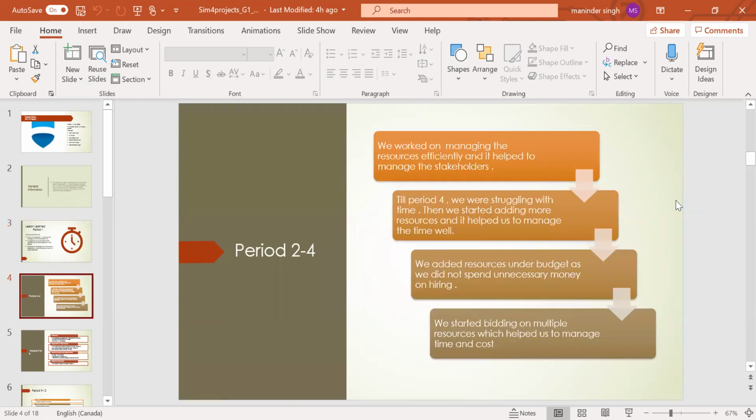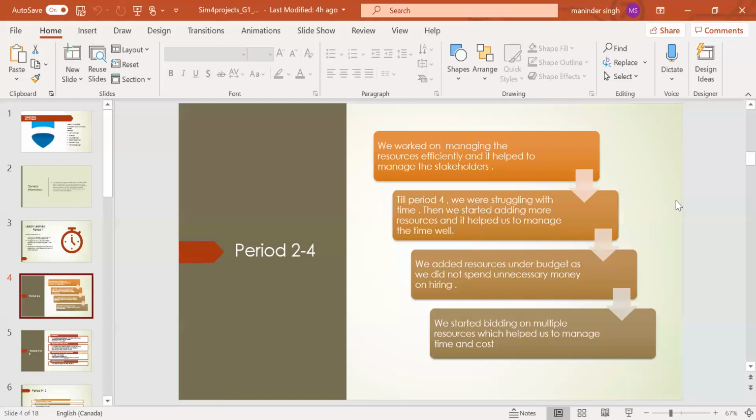Hi everyone, this is Manmohit. So today we are discussing the lessons learned from the SIM project. I'm continuing with the periods from 2 to 4 and moving on. In periods 2 to 4, we managed the resources very efficiently. Also, we managed the stakeholders as well.